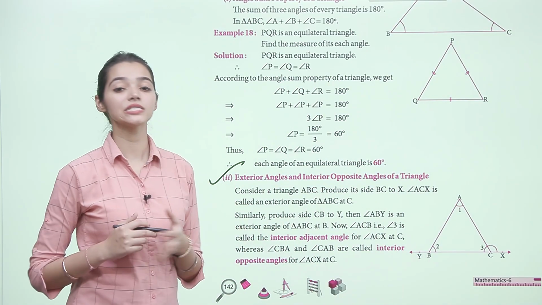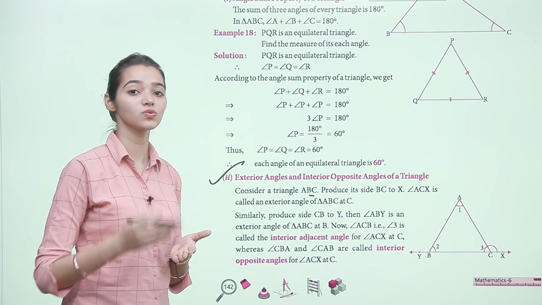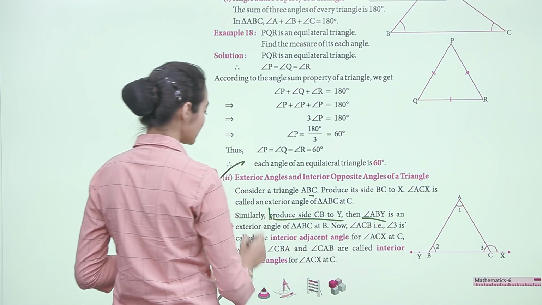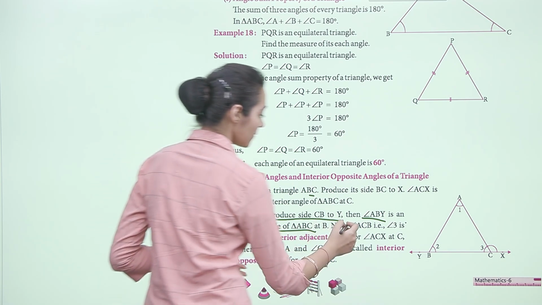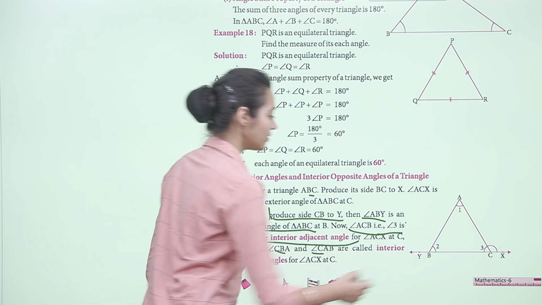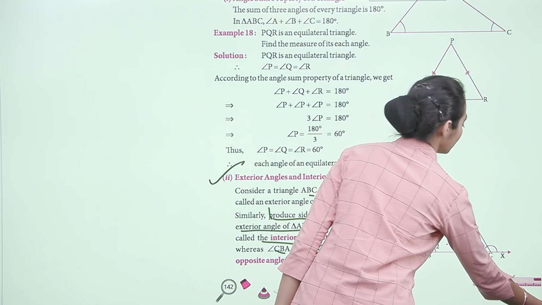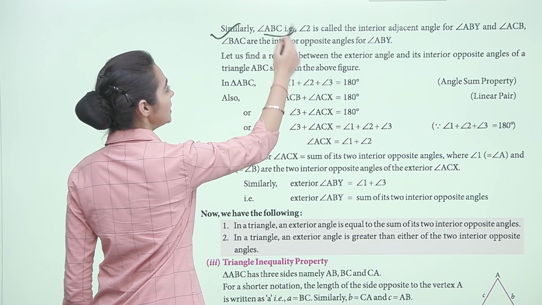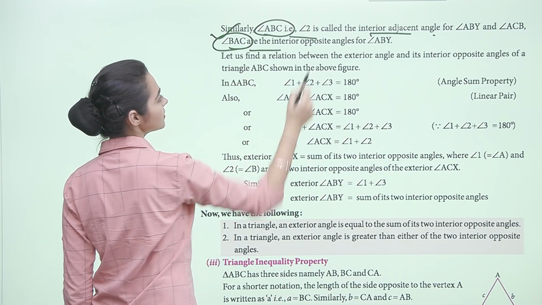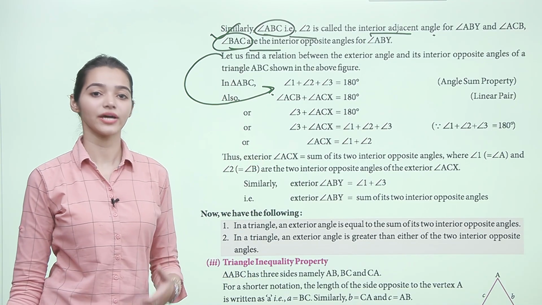Next is our exterior angle and interior opposite angles of a triangle. Here we are considering a triangle ABC and we will produce the side BC to X, and ACX is called the exterior angle. Similarly, we will produce side CB to Y and ABY is an exterior angle of triangle ABC at B. Here angle number 3 is called the interior adjacent angle, and angle B and angle A are our interior opposite angles for angle ACX at C. Similarly, angle 2 is the interior adjacent angle for the exterior angle at B, and angle C and angle BAC are the interior opposite angles for it.